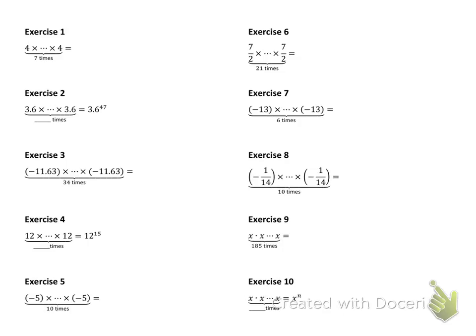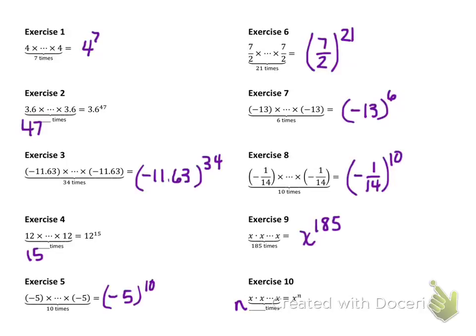All right, so now I'm going to have you work on these exercises, exercises 1 through 10, and write the expression that they're asking for. So I want you to rewrite these in exponential notation. All right, so I'd like you to pause the video and work on that now. Okay, now go ahead and check your answers against those on the screen here.